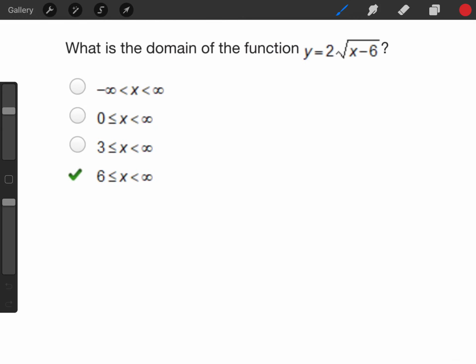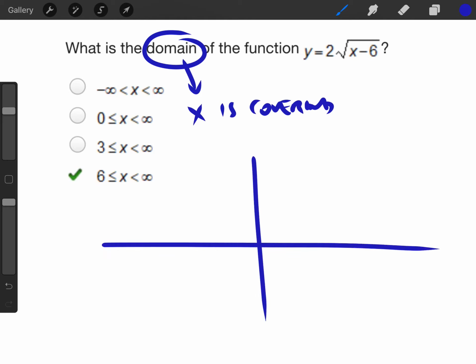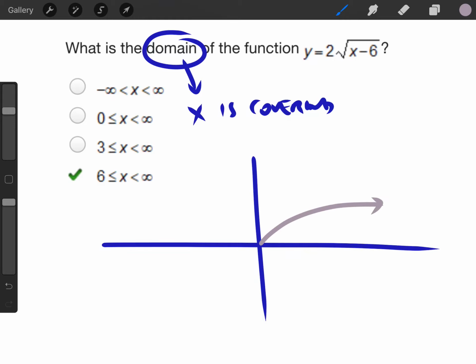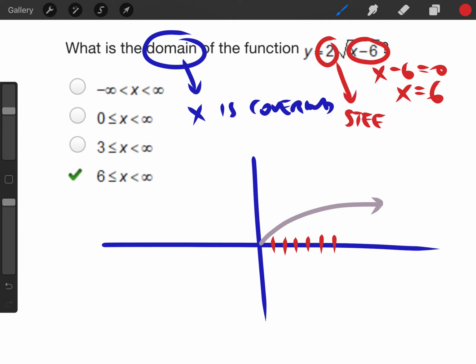All right, what is the domain of this function? Domain is how much ground x is covering. Let's draw the square root function. Understand that the square root gives you a parent function looking like this. Now let's analyze it. For x minus 6, you set it equal to 0, so x equals 6. You're going to go 1, 2, 3, 4, 5, 6. And then it's going to be steeper. So your curve is going to be steeper, like this.